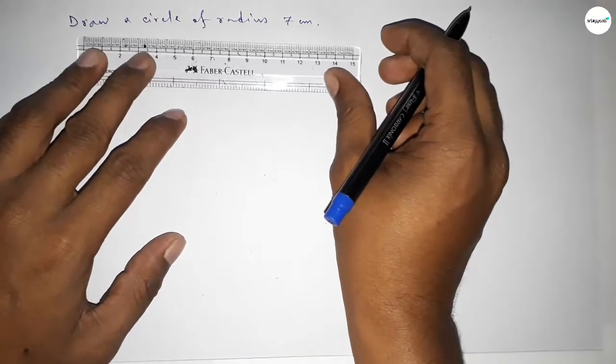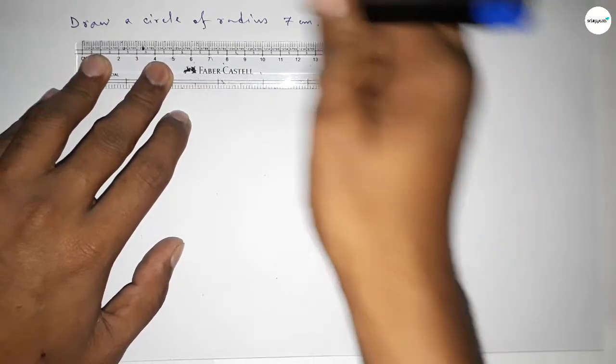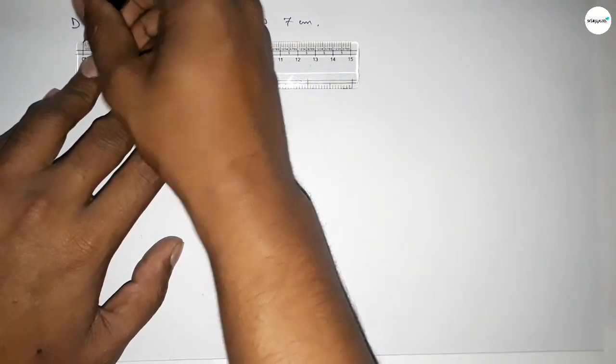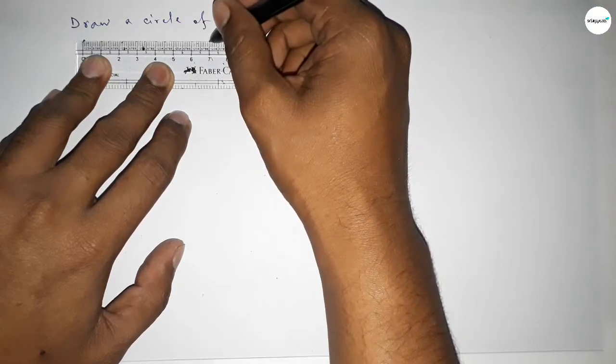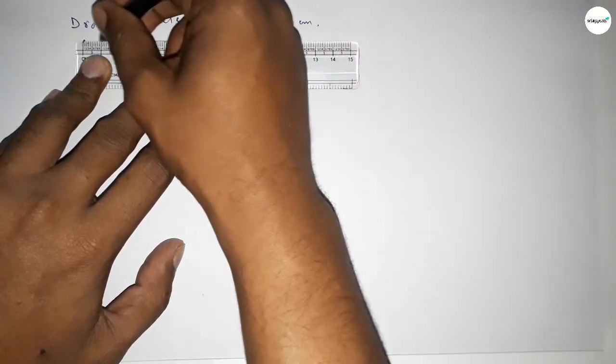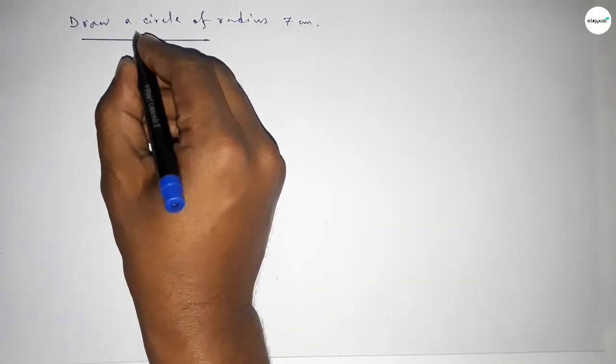First of all, drawing here a line of length 7 centimeter. So first we have to draw the radius 7 centimeter. So this is starting 0, 1, 2, 3, 4, 5, 6, 7. So first drawing here a line of length 7 centimeter. So this is 7 centimeter.